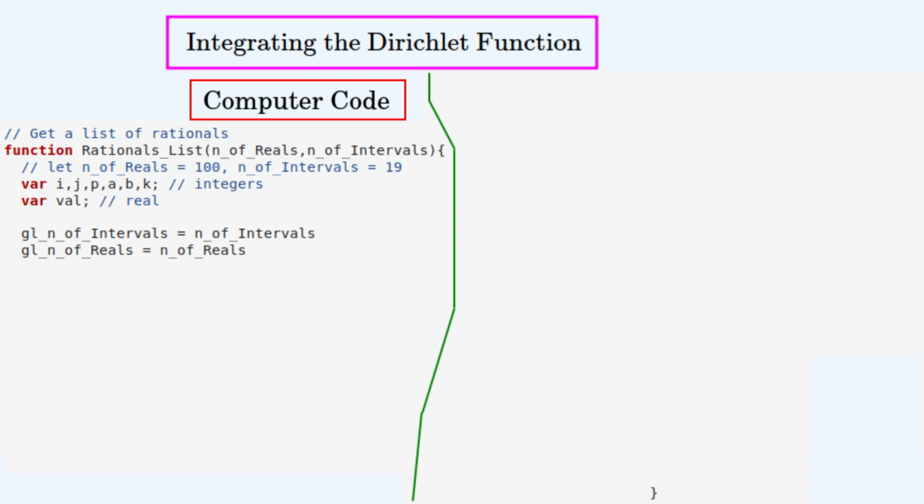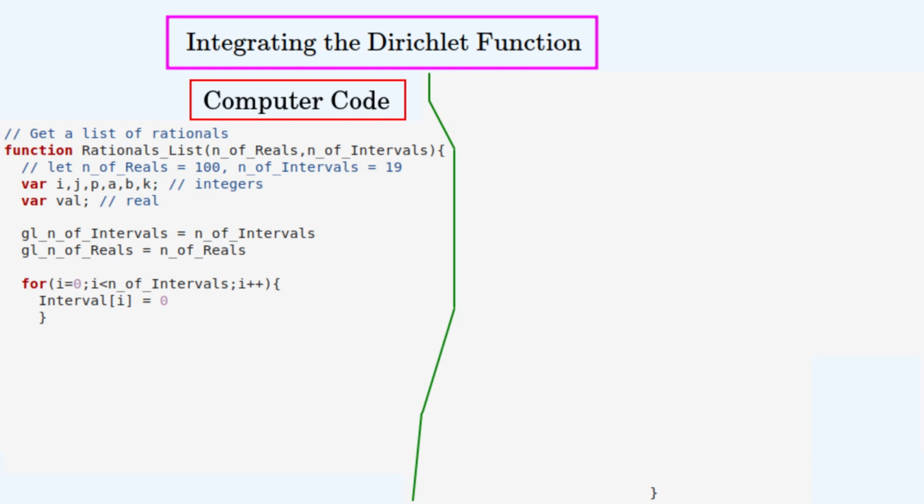So now to start writing our first function, which will store a large amount of rational numbers in an array, which stores these numbers as real numbers, with these 4 attributes. We'll firstly set these global variables from the function arguments. The GL stands for global, so we'll store the global variable n of intervals, which is the number of equal partitions, which we agreed would be 19, and the total number of rational numbers to be found, which is n of reals. This number may be found to be different when we finish the function.